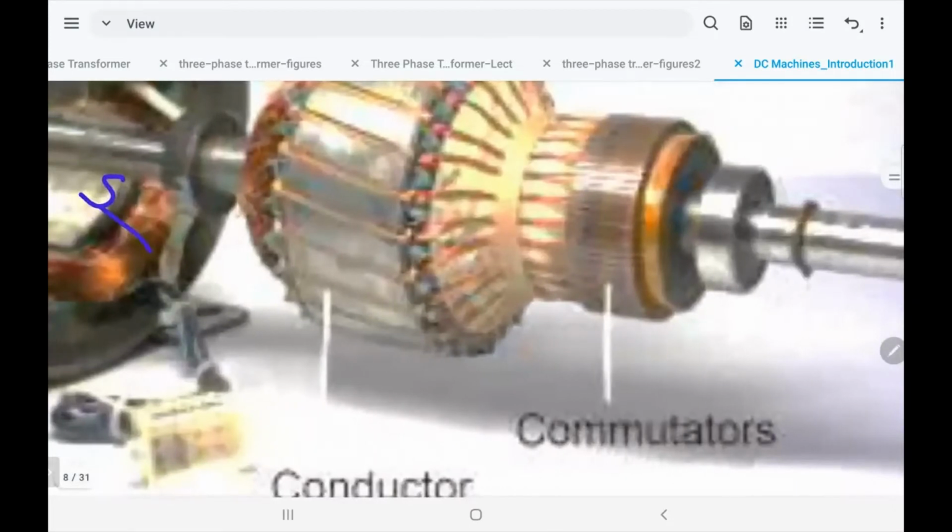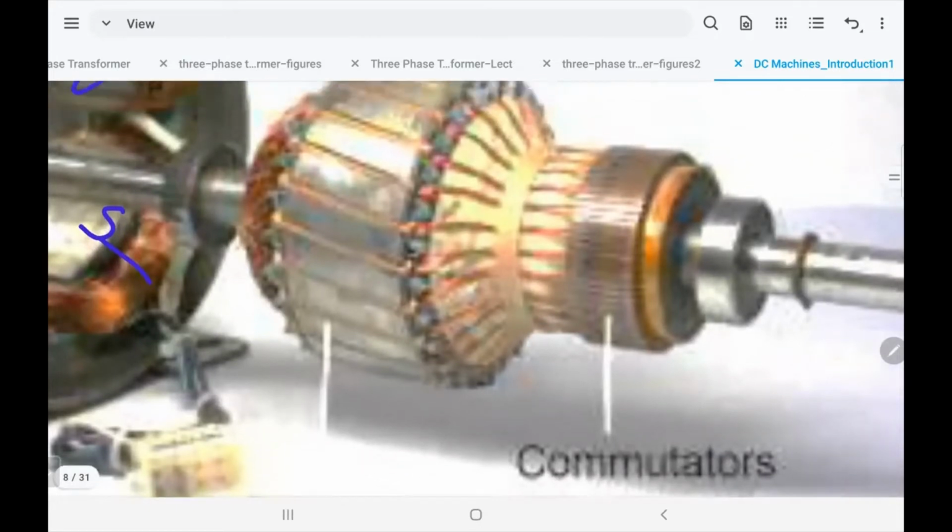You see that conductor, there are some slots there in the rotor, and it is laminated. I'm going to show you a bigger picture of it also. And then the winding goes through this one, and let me just follow one here. That's the winding, and then it will go there.